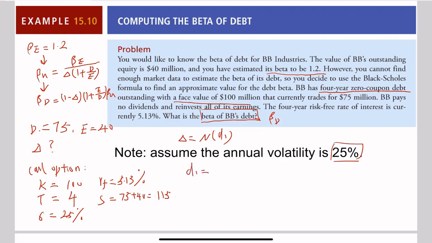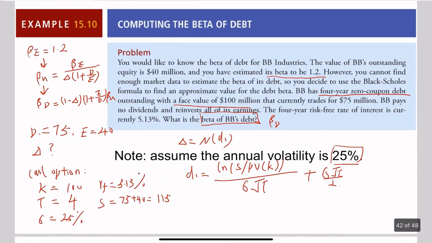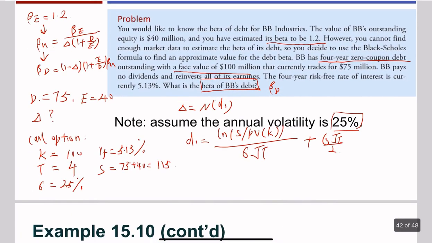And according to the Black-Scholes formula, d1 equals the logarithm of S divided by PVK, divided by sigma times the square root of T. Right, I think I might be making some mistake. Oh, it's actually correct. Okay. Now, what is this S here? Well, it's 115.